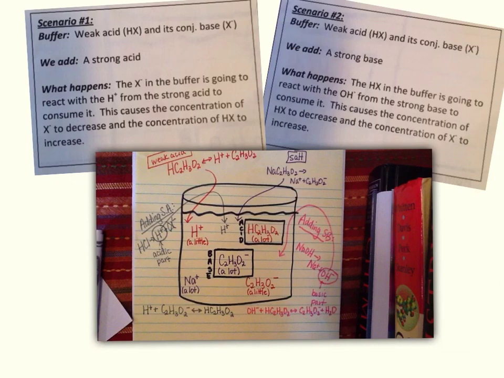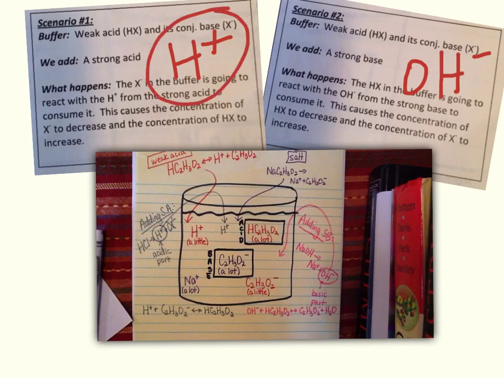So once again, this whole idea is combating the enemy. In a strong acid, the enemy is the H plus. In a strong base, the enemy is OH minus. So the buffer is going to send the base to attack the H plus, and it's going to send the acid to attack the OH minus. That's the general idea of what's happening in a buffer.